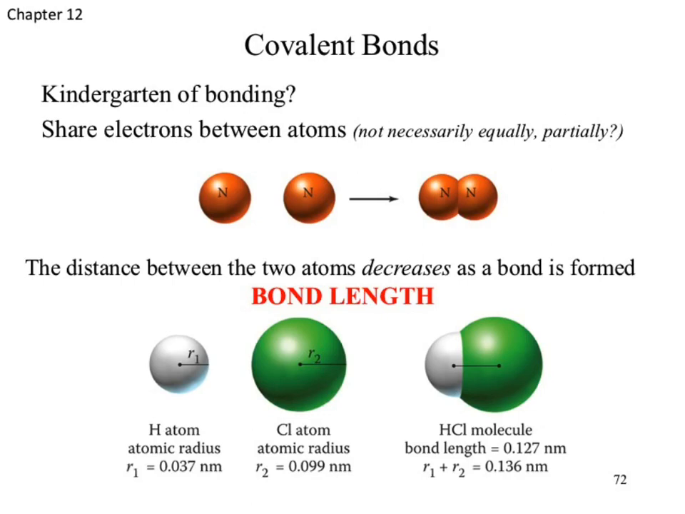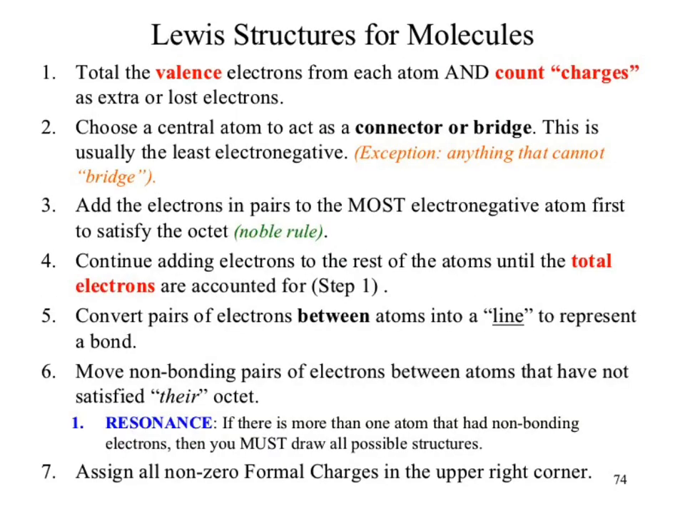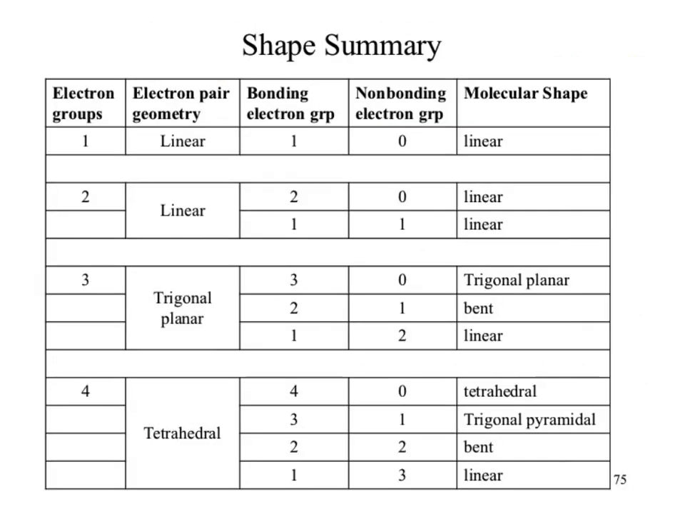They never overlap orbitals, is what I'll say, which is kind of a cop-out in your statement. We're going to skip bond energy altogether, so let's not worry about it, which gets us to our Lewis structures for molecules. And I made some edits, and I don't think I made them to this PowerPoint.